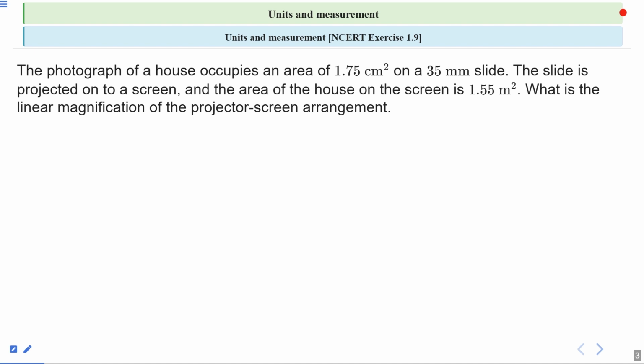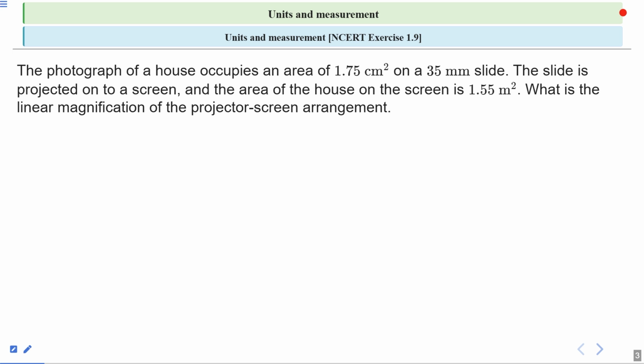So this is question 9, exercise 1.9. The photograph of a house occupies an area of 1.75 centimeter square on a 35 mm slide. The slide is projected onto a screen and the area of the house on the screen is 1.55 meter square. What is the linear magnification of the projector screen arrangement?